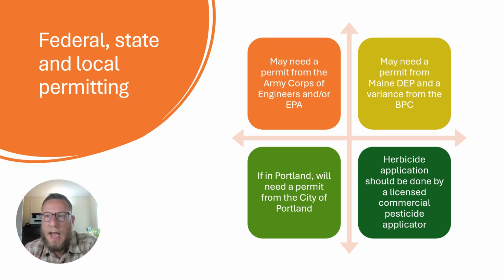This is just going back to herbicides a little bit. If you are applying herbicides on or near water or in different states or municipalities, just some things to think about. You may need a permit from the Army Corps of Engineers or the EPA for waste discharges for using herbicides near water. You may need a permit from Maine DEP and a variance from the Board of Pesticide Control. If you're in Portland or some municipalities, you will need a permit from the city or town. And again, just recommending that herbicide application should be done by a licensed commercial pesticide applicator.